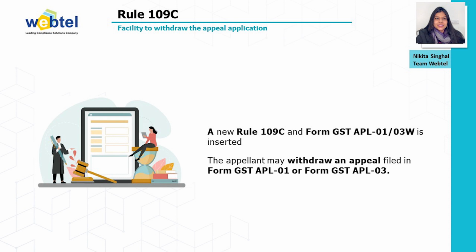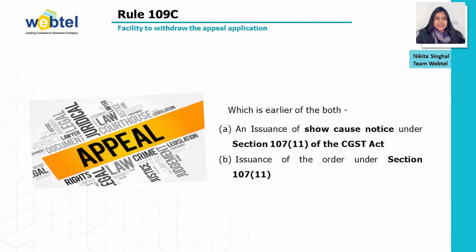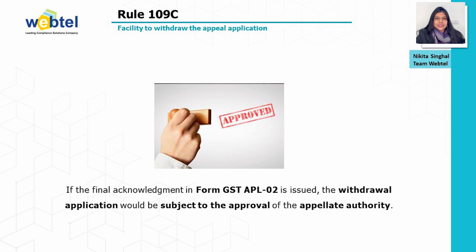at any time which is earlier of the following dates: issuance of show cause notice under section 107 subsection 11 of the CGST Act, or issuance of order under section 107 subsection 11 of the CGST Act. So the earlier of the two will be considered. Now, if final acknowledgement in Form GST APL-02 is issued, then the withdrawal application would be subject to approval of the appellate authority.